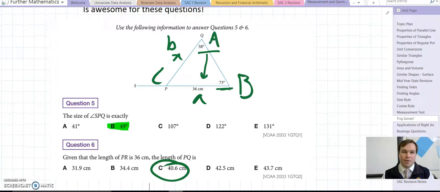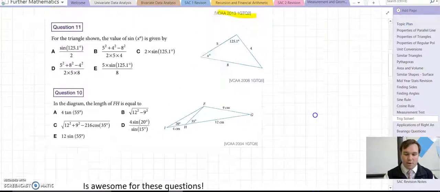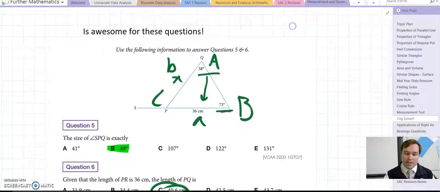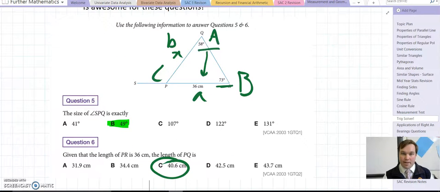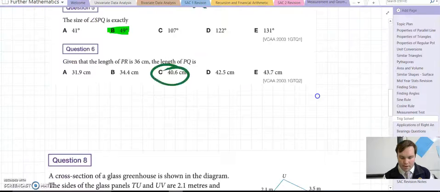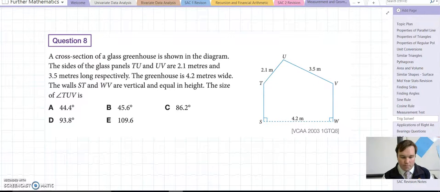So I guess there's 2 tricks to using the solver. Firstly is knowing how and when to use it. Some questions, it's just inappropriate to use it. Other questions, when it is appropriate, then you need to know how to set up the sides and interpret the answer. I'll do 1 or 2 more.